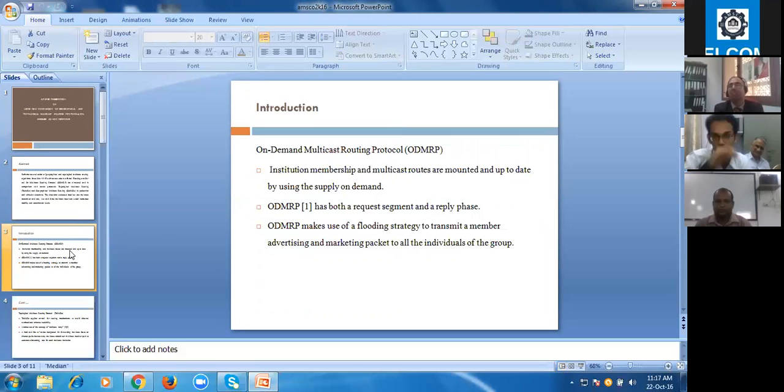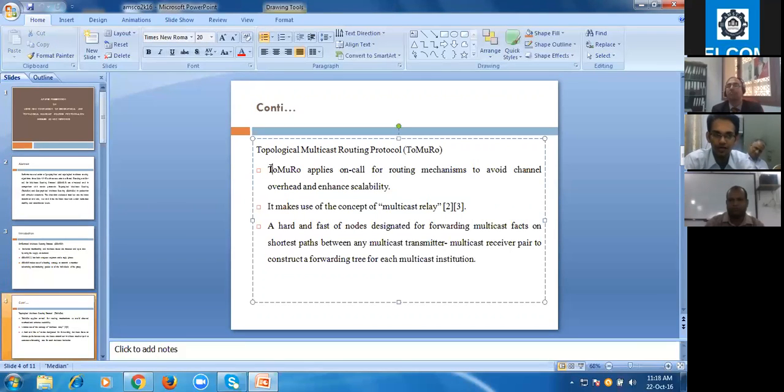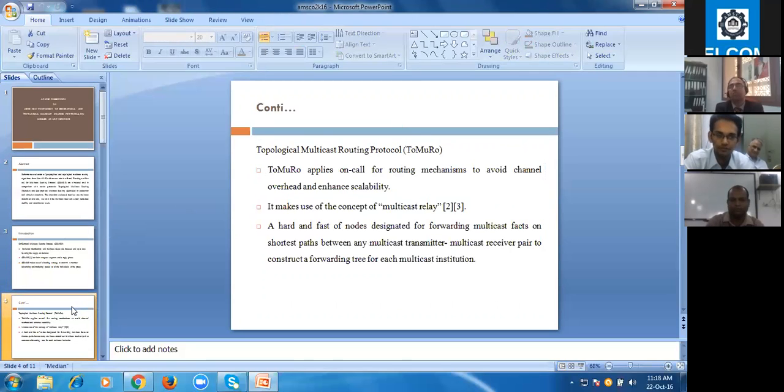While continuing with my presentation, what are topological multicast routing protocols? These are protocols in multicasting where the nodes in the network are in an omnidirectional environment. Omni means they are continuously moving, and it is difficult to track them and transfer data to them. So before the transmission of data, each and every node broadcasts a flooding message to every other node in the network so that they can know which node is available and which node is down, so that the transmission becomes reliable.